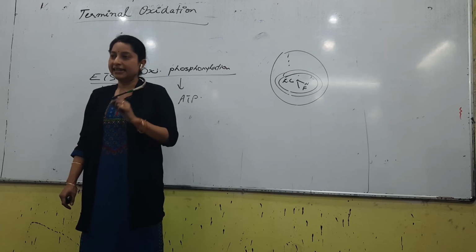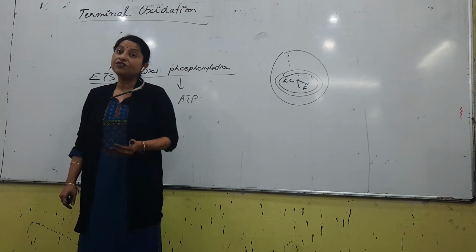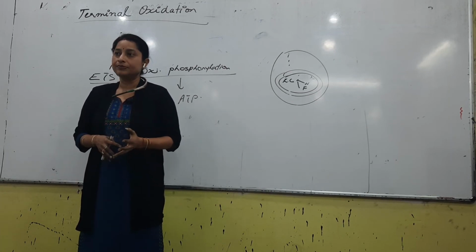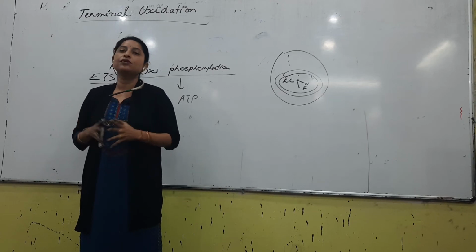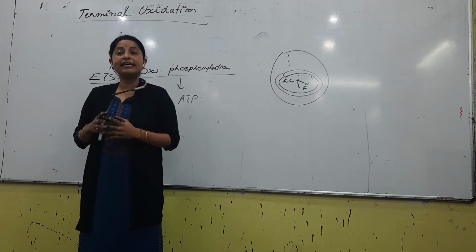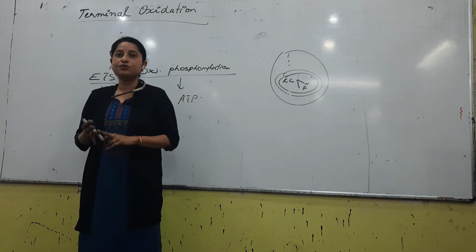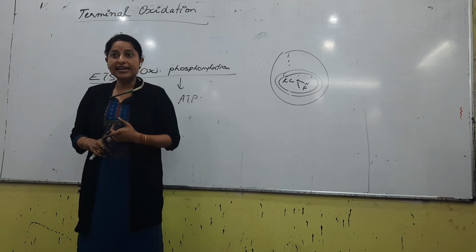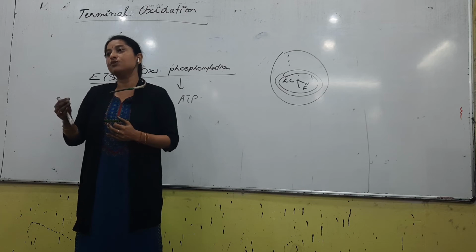That NADH2 and FADH2 cannot remain in that form because it is not their house. So what will happen? They will get broken down. If NADH2 gets broken down, what forms? Electrons, protons, NAD. If FADH2 gets broken down, what forms? Electrons, protons, FAD.